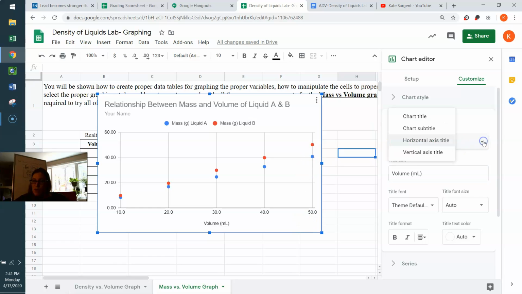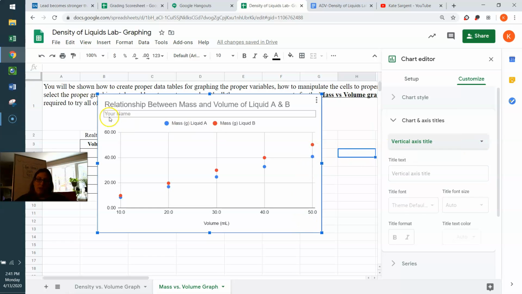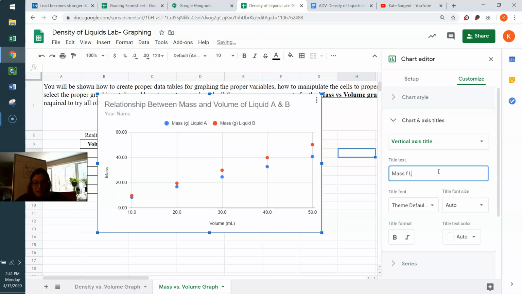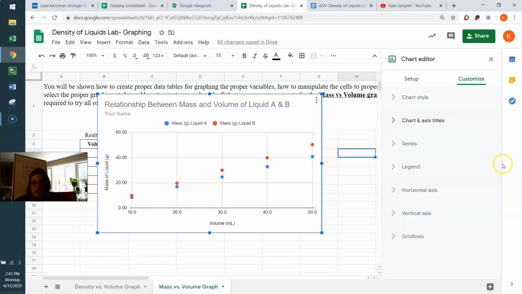And now I want to do my vertical axis title. Very important to have all axes labeled with unit and quantity. So my vertical y-axis should be the mass of liquid, and we measure that in grams. And that just says F. How about of? Okay. And so this represents my mass of liquid. That's all looking nice. There's no other title or axis I have to deal with.